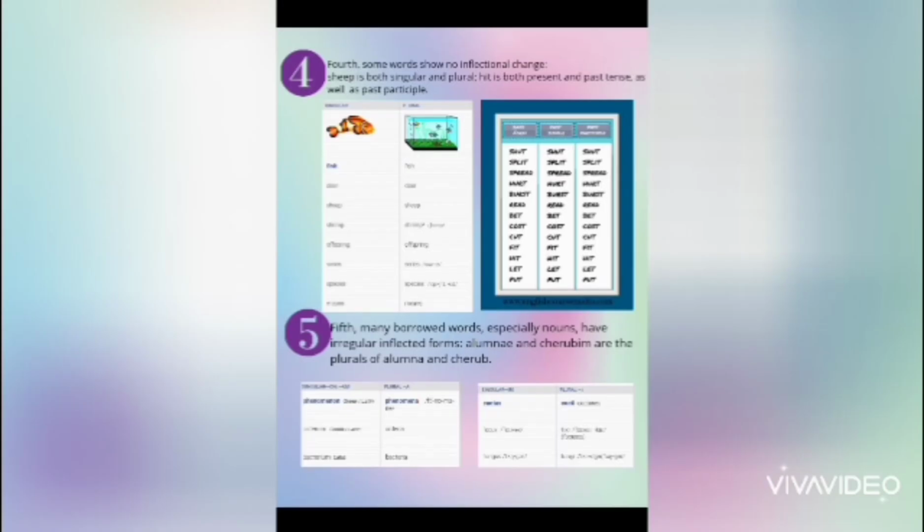The fourth, some words show no inflectional change. This is, for example, singular and plural are the same, or present, past, and past participle are the same. Fish and fish are singular and plural. Shot is the same for base, past, and past participle. And the fifth one, many borrowed words, special nouns, have irregular inflected forms. For example, phenomenon, phenomena, criterion, criteria, bacterium, bacteria, cactus, cacti, focus, foci, fungus, and fungi.